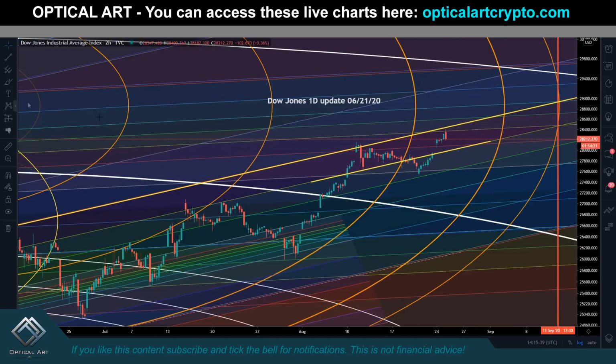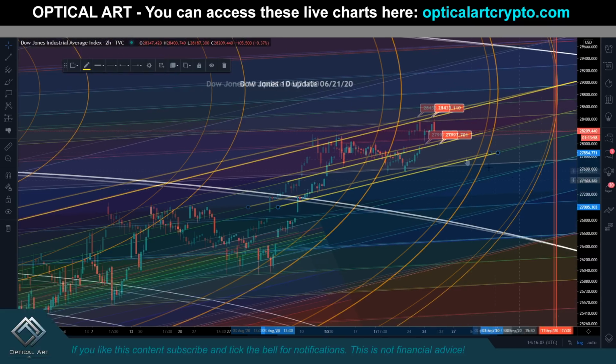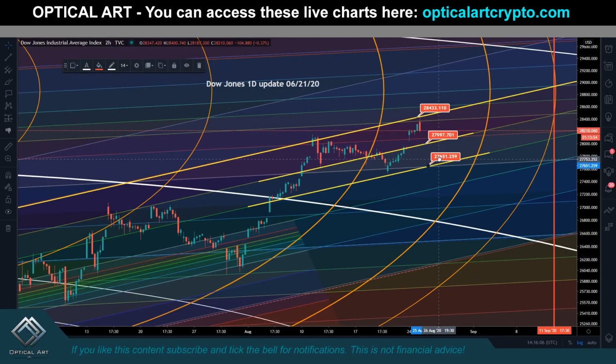So if we come down, a potential you can see we topped out right here. So a potential support level to watch would be right here. We topped out at 28,433. So your next support level is 27,997, and then you have support levels below as well, just like the Bitcoin charts. These are already mapped out for you guys. If we drop below this point, this is your next target to watch right here.